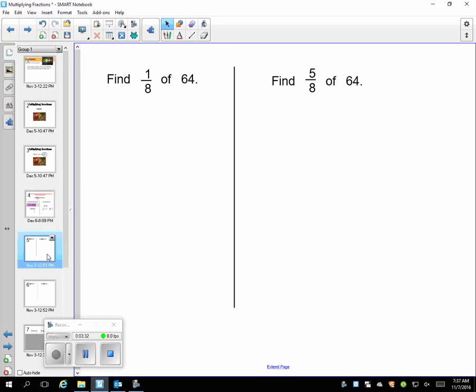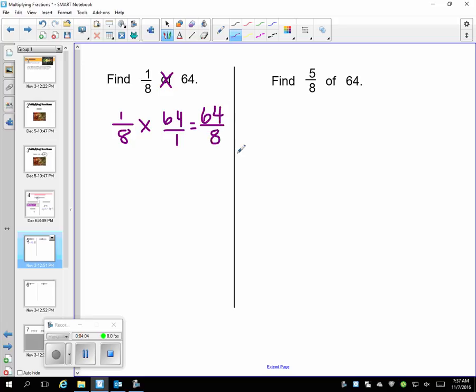Okay, now get your pencil out and let's work one problem at a time. 1/8 of 64. And remember what I told you this word "of" meant? Multiply. So let's write this as a multiplication problem. 1/8 times 64. Now I want them to both look like fractions. So 64 wholes I write as 64 over 1. Now I can multiply. 1 times 64 is 64. And 8 times 1 is 8. I have an improper fraction, so I can divide. 64 divided by 8 is 8 wholes.